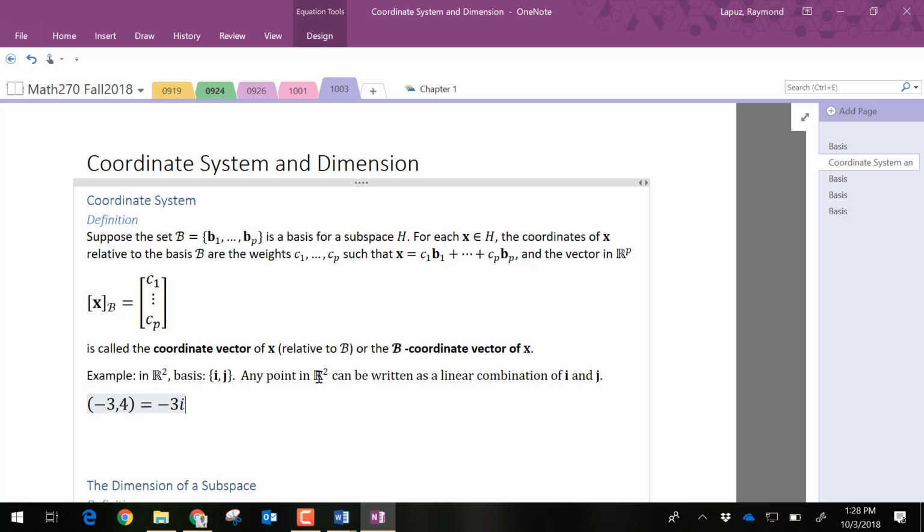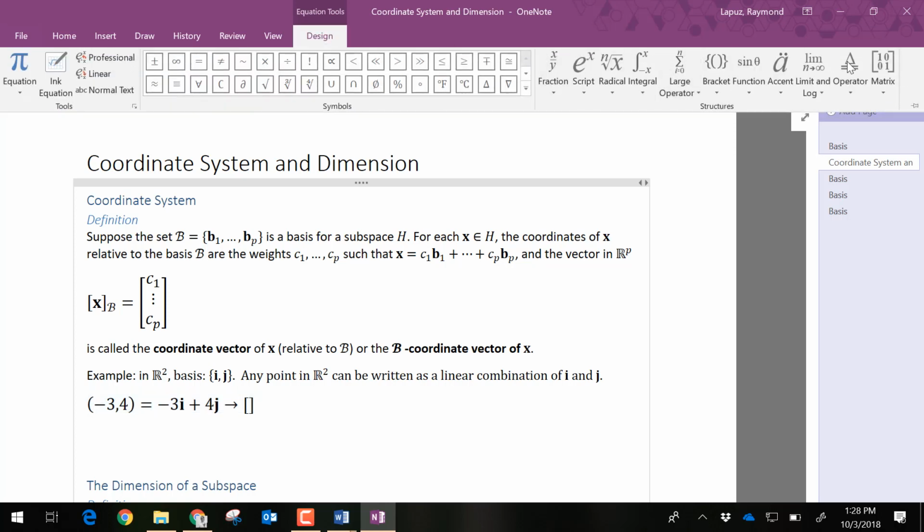-3I plus 4J. Well, that's kind of boring. Well, they're all kind of boring. And so we can therefore write this as the vector -3, 4, not with a comma, but as a column vector.